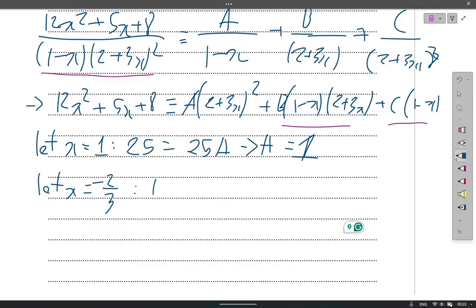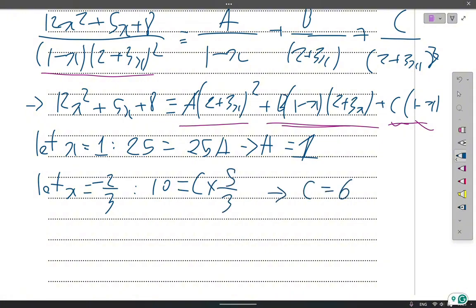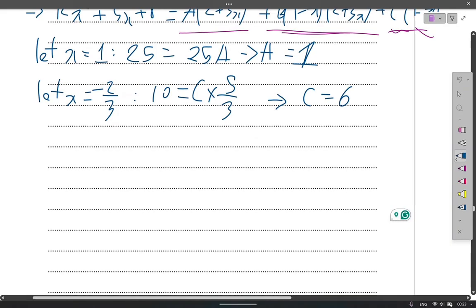So it gives us the left hand side is just 10, and in this time, since this side is 0 and this side is 0, we can find c. In this case, c is just this one, which means c is equal to 6.